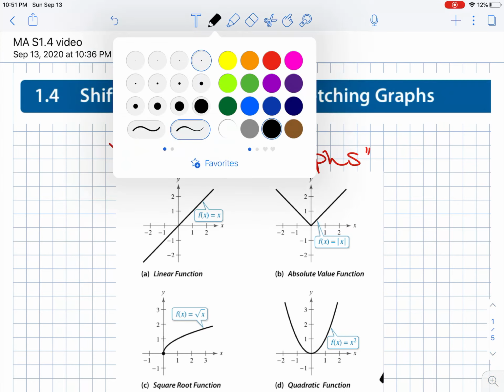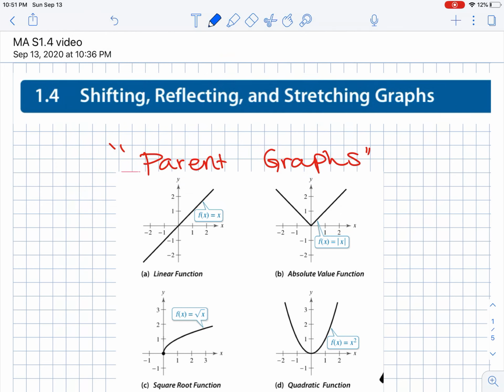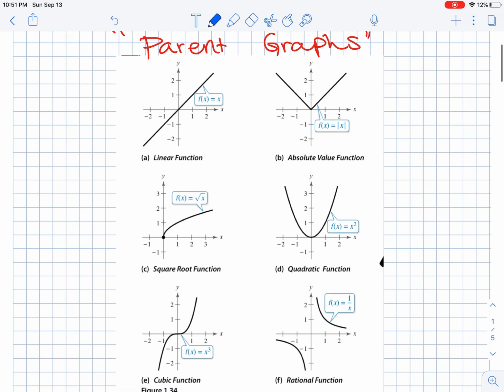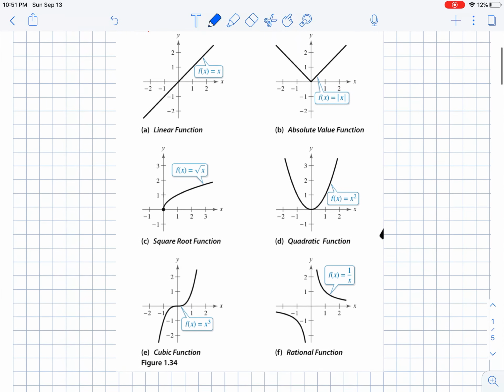Hey everybody, today I'm pretty excited. We're going to talk about parent graphs and how they can change by shifting, reflecting, and stretching. Okay, so let's talk about these parent graphs.